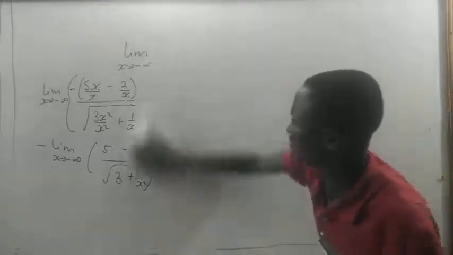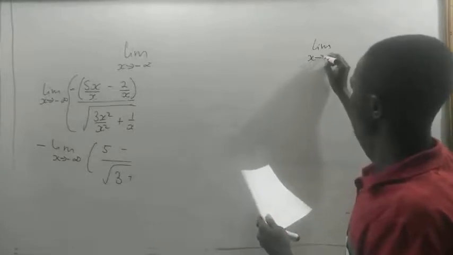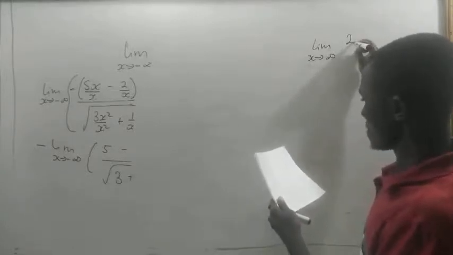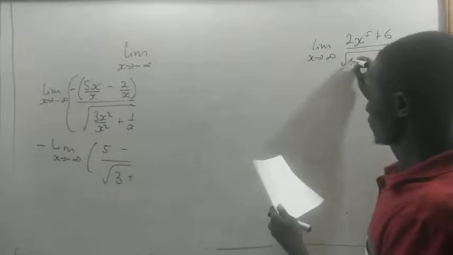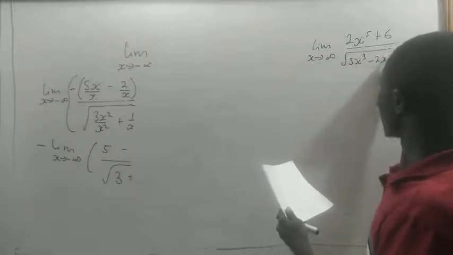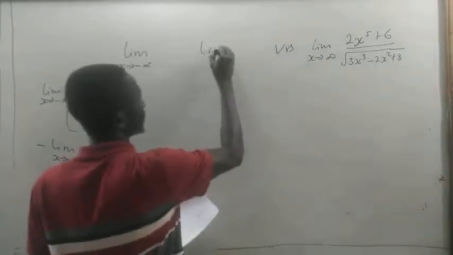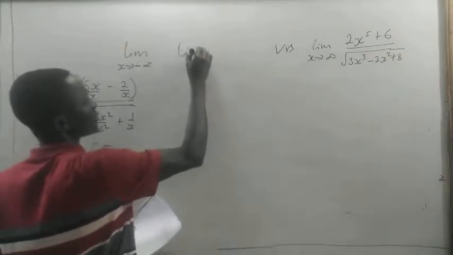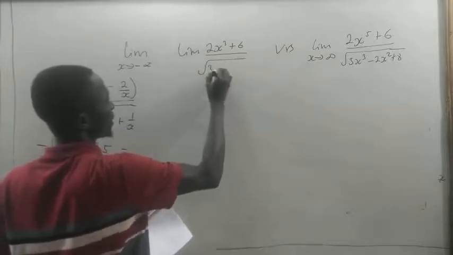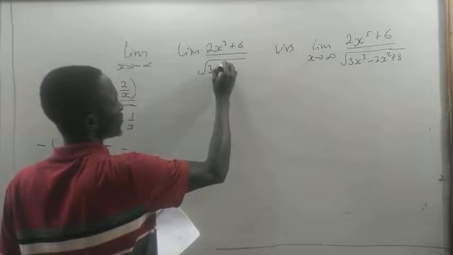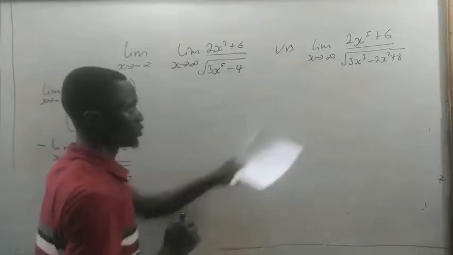Now, let's take this very last example. That is the limit as x approaches infinity of 2x to the power 5 plus 6 divided by square root of 5x cubed minus 2x squared plus 8, versus the limit of 2x cubed plus 6 divided by square root of 3x to the power 5 minus 4 as x approaches infinity. So let's do this one first.